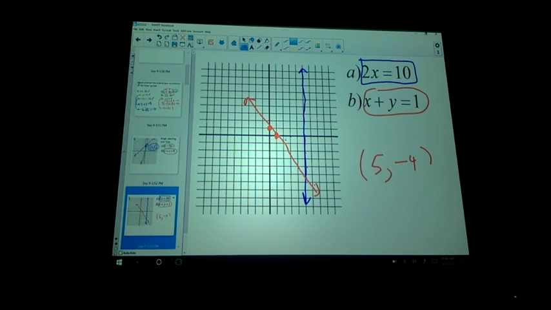Ah, shoot. Should have crossed there. This is why graphing's not fun. We just can't have nice things when we graph.